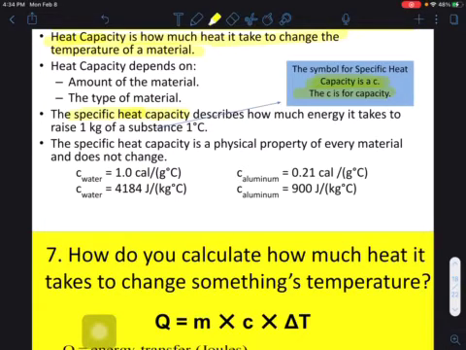And there's a couple examples here. Water is measured in calories per gram per degree Celsius, or in joules. So two differences: calories or joules, joules per kilogram degree Celsius or calories per gram degree Celsius. And you can see the comparison: this is aluminum over here, this is water over here. Water has quite a bit higher specific heat capacity than aluminum does, or any metal for that matter.